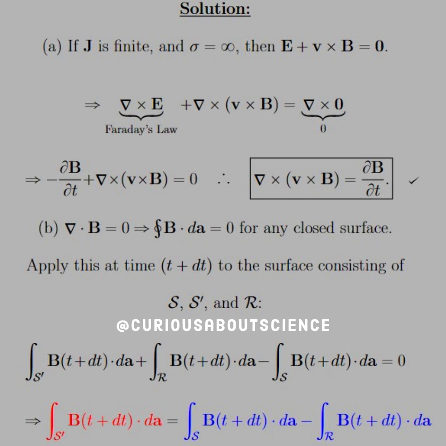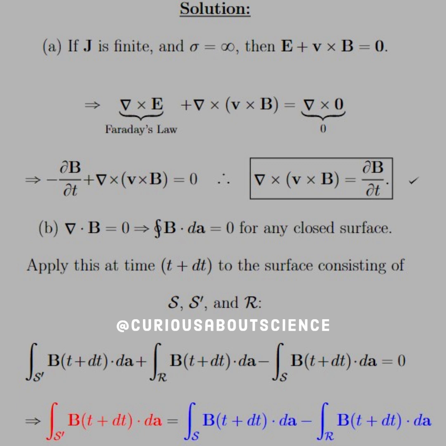So in part B, starting with the fact that the divergence of B is 0, we know that the surface integral of B is equal to 0 too, or the flux integral. So we have to be careful here for any closed surface. The reason we have to be careful is we have to apply this very strategically. Knowing that this thing equals 0, we can define the field at time t and t plus dt to the surface consisting of S, S prime, and R.